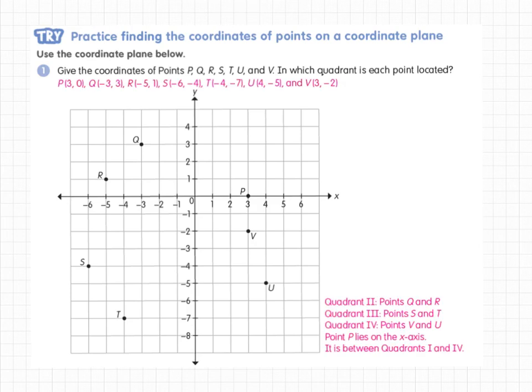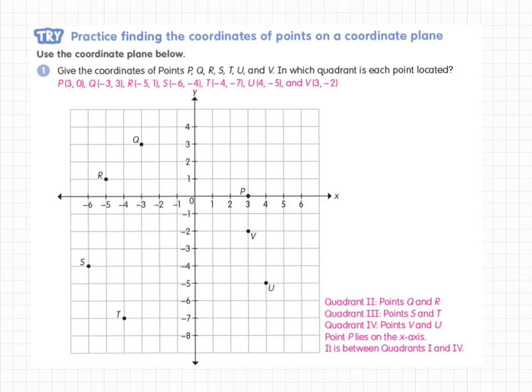Point P is located at 3, 0. Remember, the x is always first and the y is always second. And the 3 is for the x because it's on the x-axis, and then 0 for the y because it didn't change at all on the y-axis. Point Q is at -3, +3. Point R is at -5, +1. Point S is at -6, -4. Point T is at -4, -7. Point U is at 4, -5. And point V is at 3, -2.